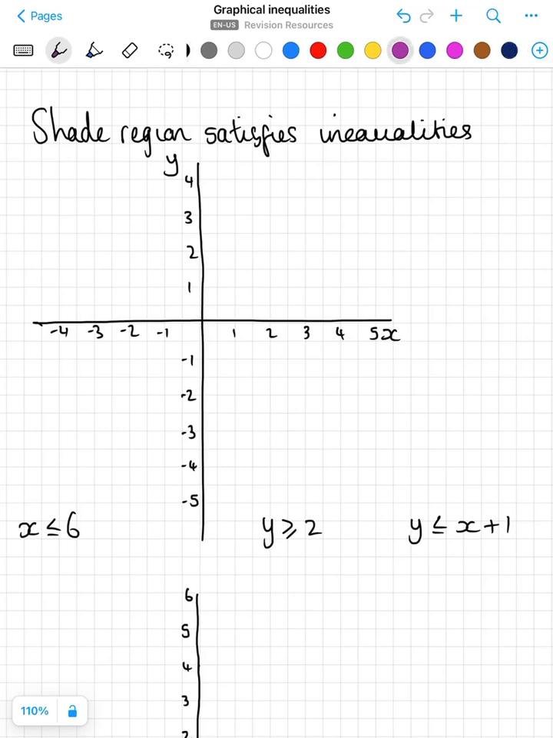Graphical inequalities. Here we are looking at x, y axes, and we have three different inequalities.